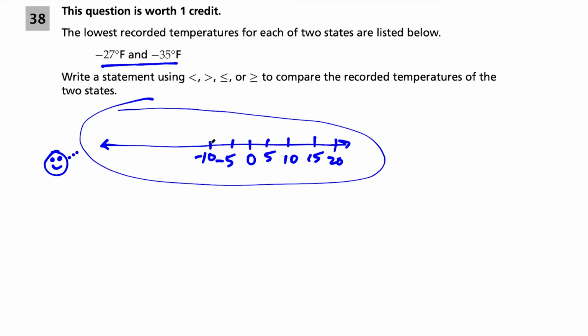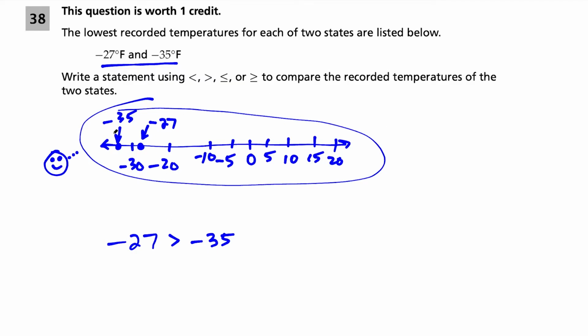So let's say I'm here, I just skip by a little bit more. So I'm at -20, I'm at -30, and so on. So -27 would be somewhere here. And then -35 would be somewhere here. So notice that -27 is more to the right than -35. So therefore, I could say that -27 is greater than -35. It would also be correct for me to say -27 is greater than or equal to -35, but I'm just choosing here to say greater than.